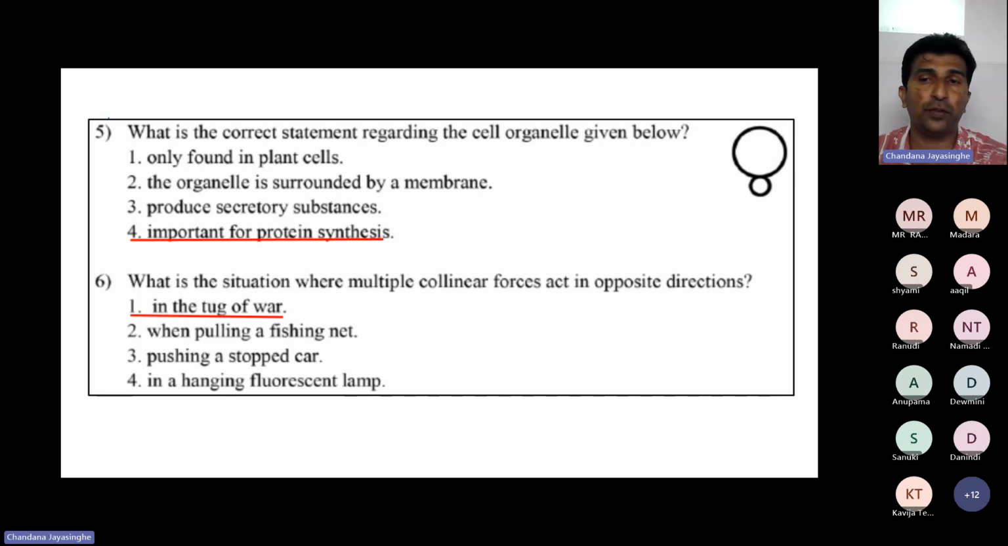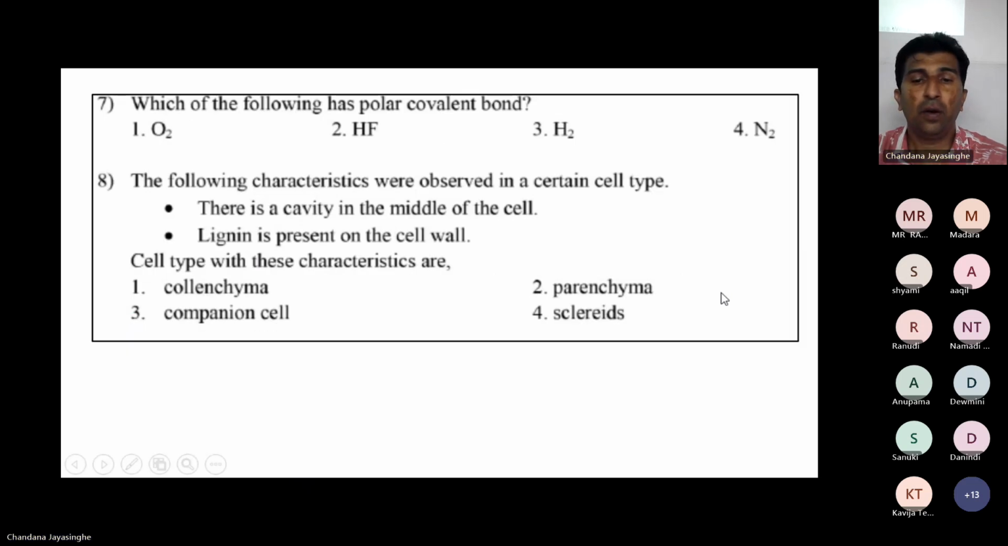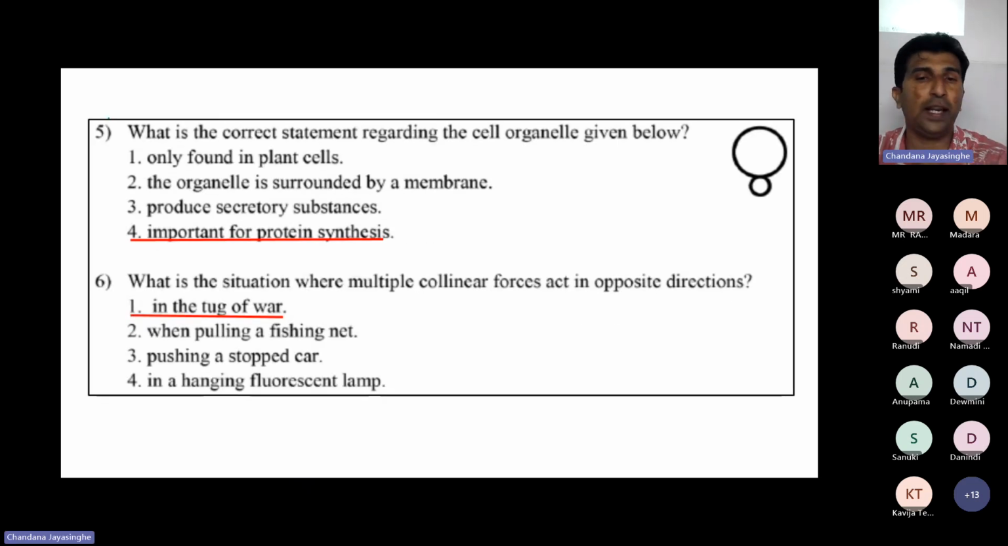Multiple collinear forces only in one direction. What's the answer? You can say pulling a fishing net. Okay, pulling a fishing net, we use it in only one direction. So here the answer for the sixth question is what?